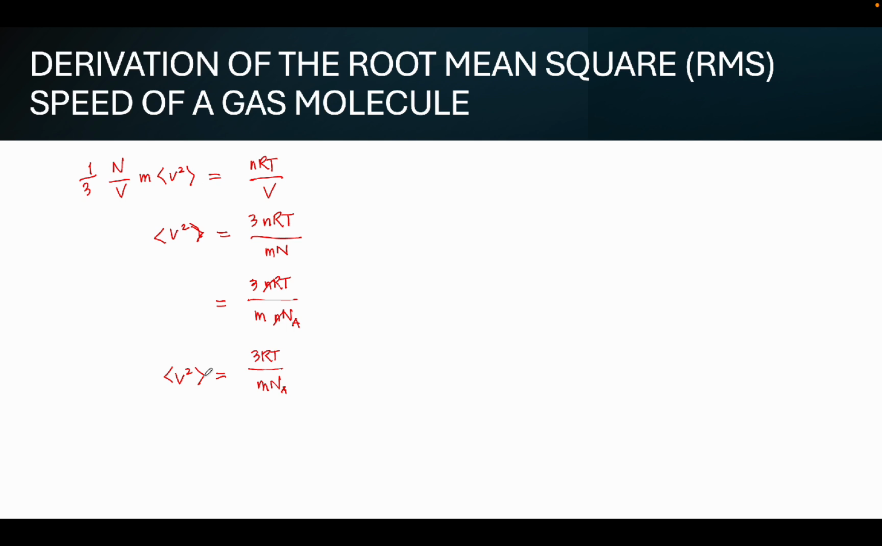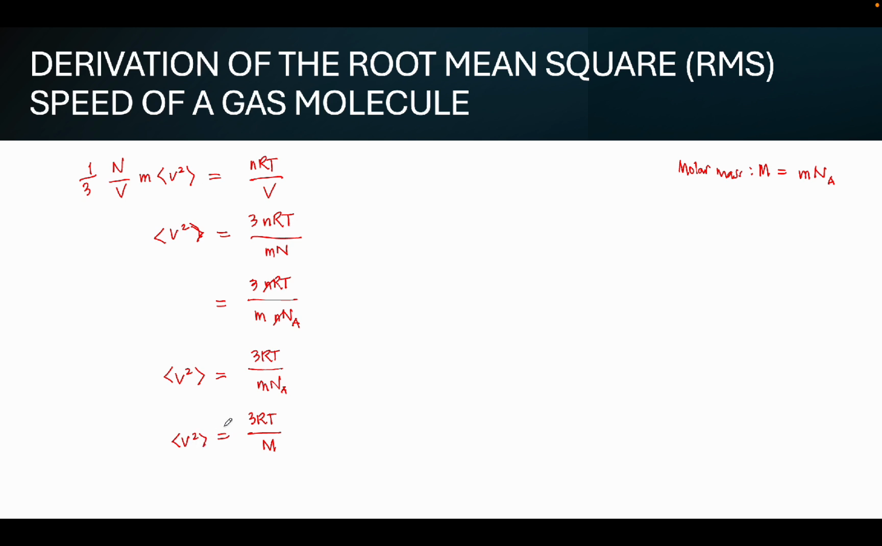Okay, by the way, if we use the molar mass formula, let's write it here. The molar mass, capital M, is equal to m times N_A. So it is the mass of 1 mole of gas molecules. If we use that here, capital M is equal to m times N_A. So this one now becomes 3RT over just capital M, or the molar mass. Okay, so this is v squared.